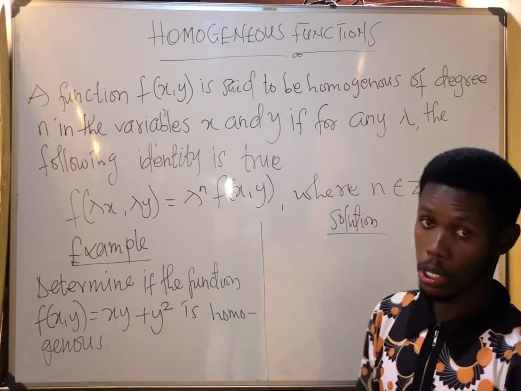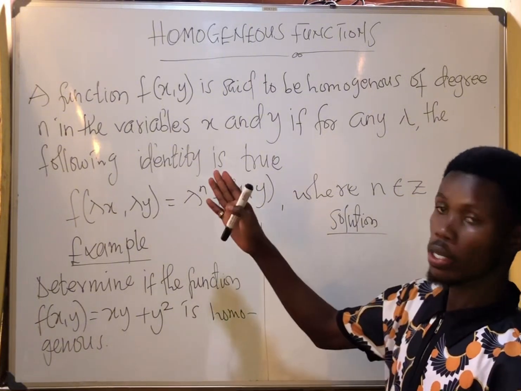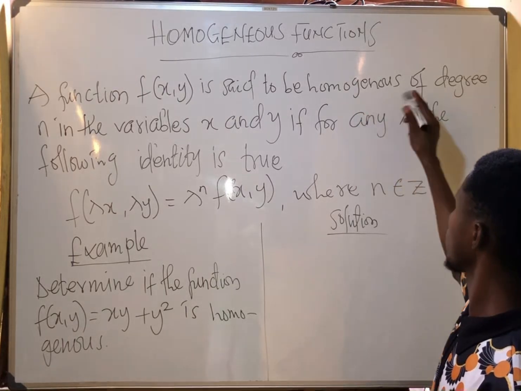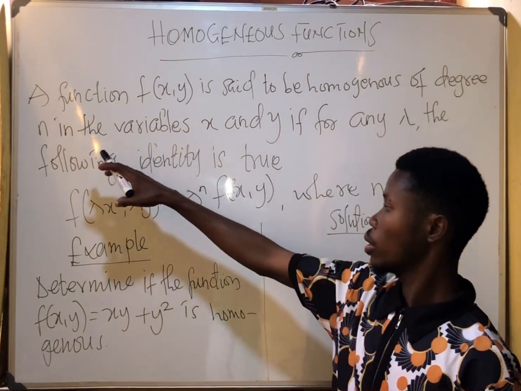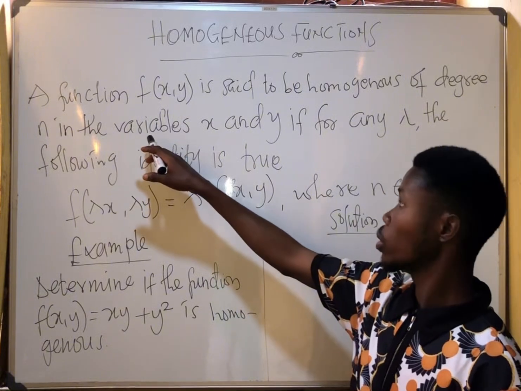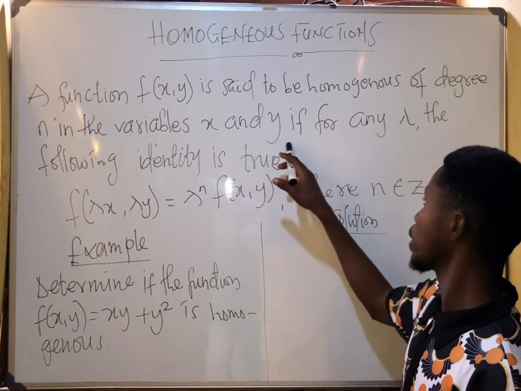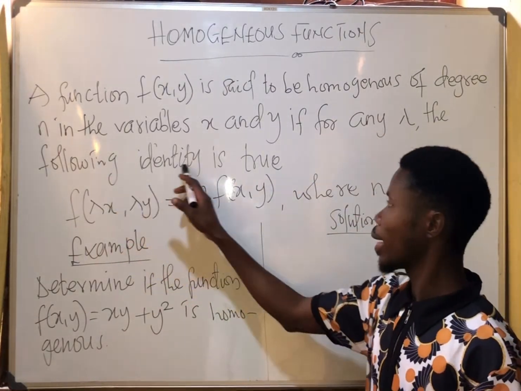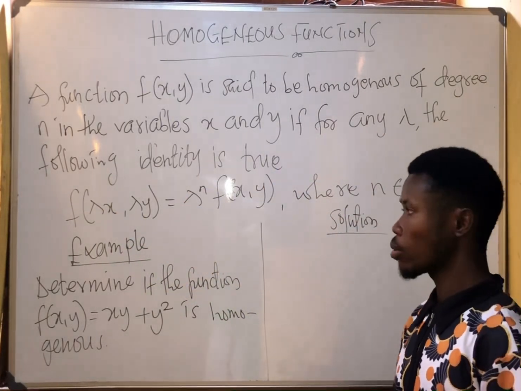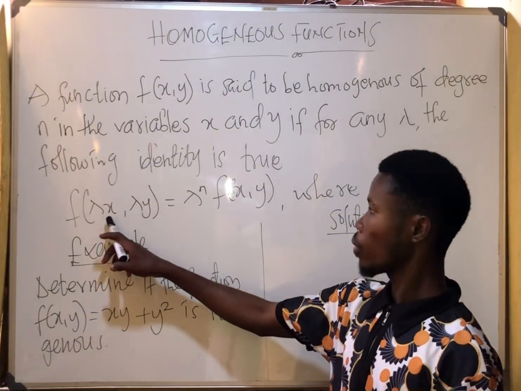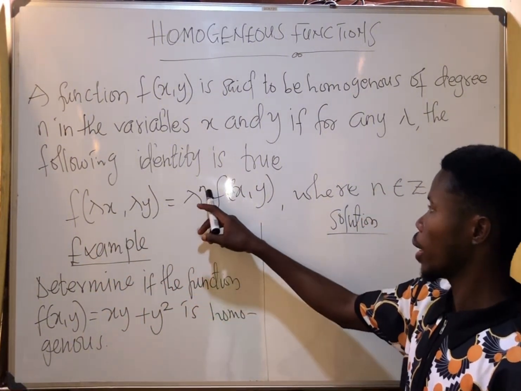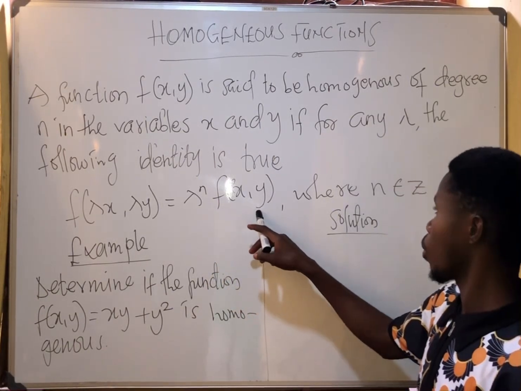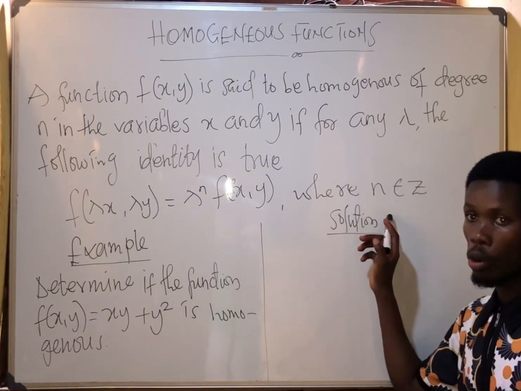So this is the definition of the homogeneous function. A function f of x, y is said to be homogeneous of degree n in the variables x and y if for any lambda the following identity is true. Now let's look at the identity we are talking about: f of lambda x, lambda y equals lambda to the power n multiplying f of x comma y, where n is an integer.